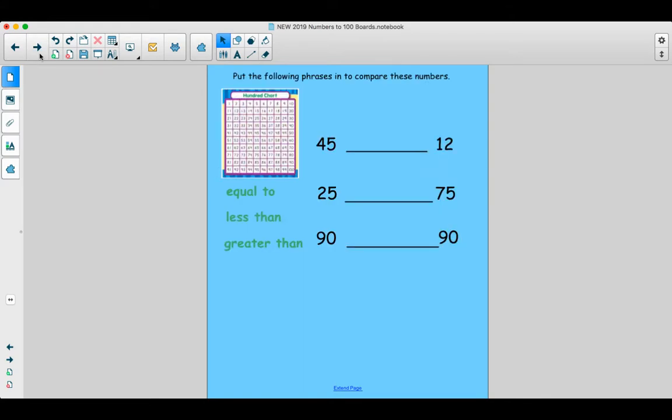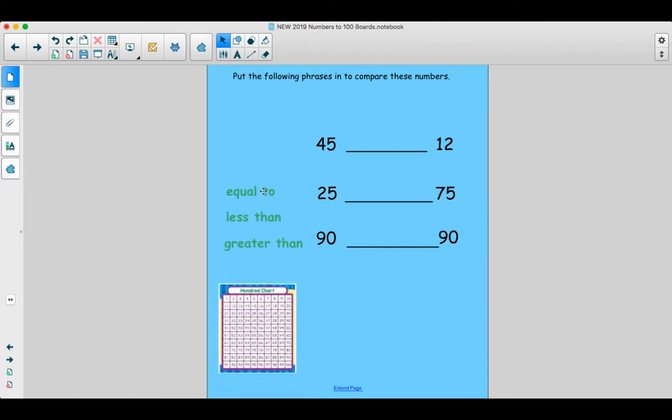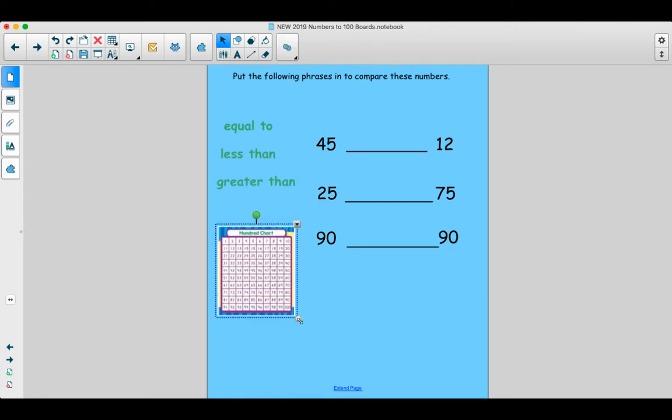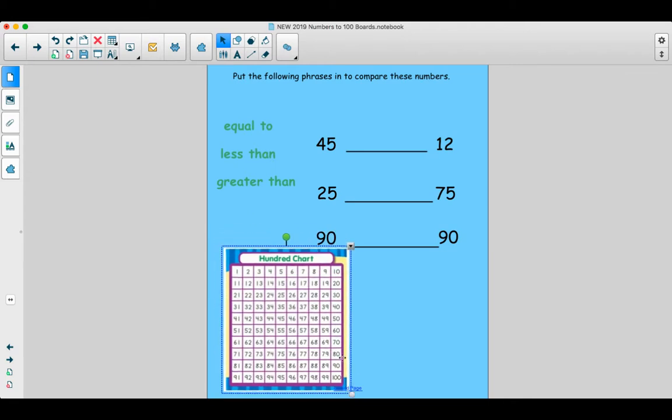So let's put the following phrases to compare these numbers. And if you need a little help, you can always use a hundreds chart to help you. So I'm just going to unlock this so I can make it bigger. Move these guys up. Make this a bit bigger for us to see.